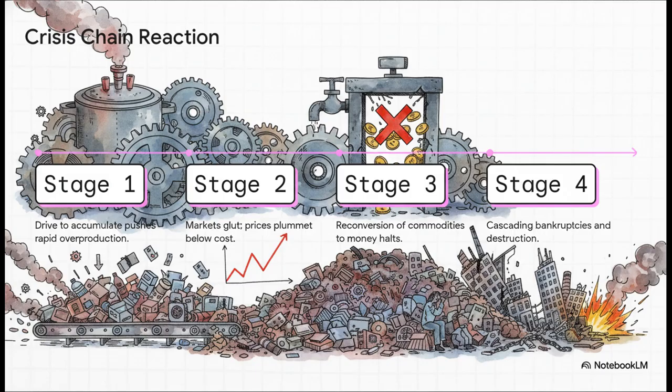Phase 3. The simple act of selling commodities to make money, what the text formalizes as the reconversion of commodities back into money, just halts. The cash flow completely stops. And finally, Phase 4. The separation of purchase and sale spirals into a nightmare of cascading bankruptcies. The gears grind to a violent halt.